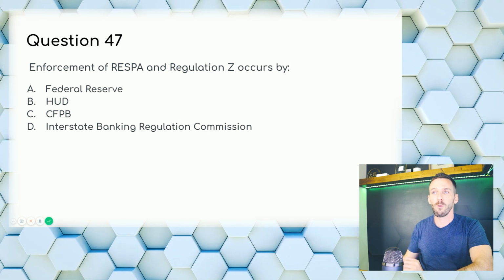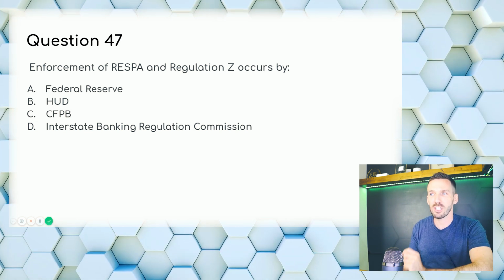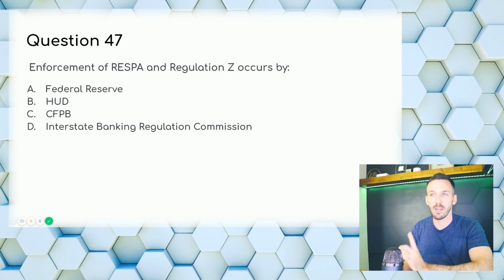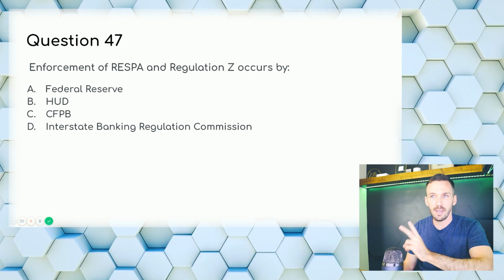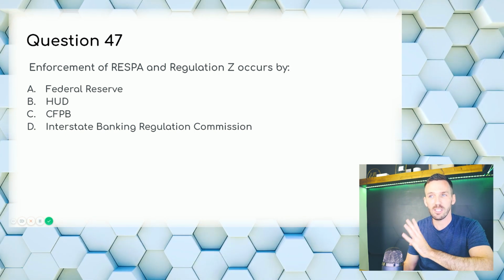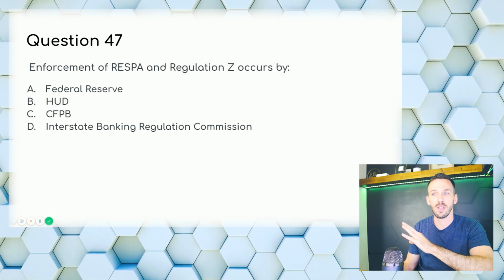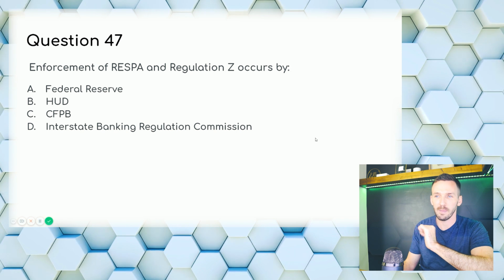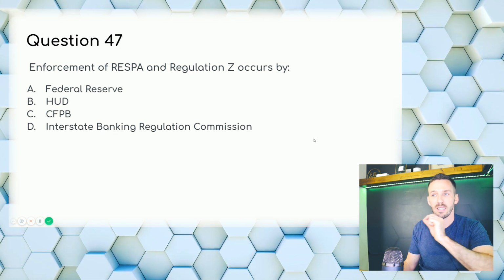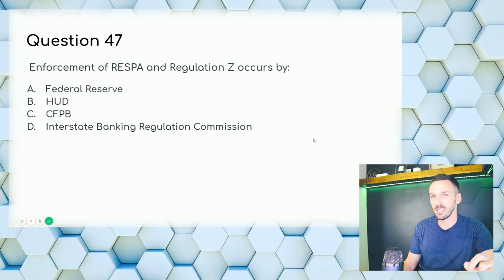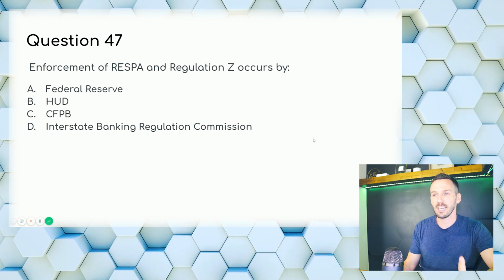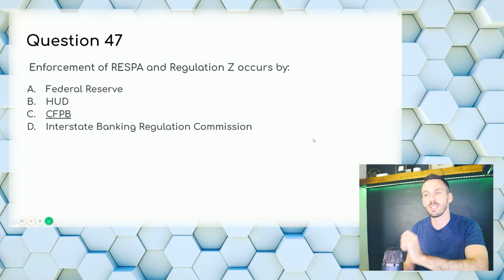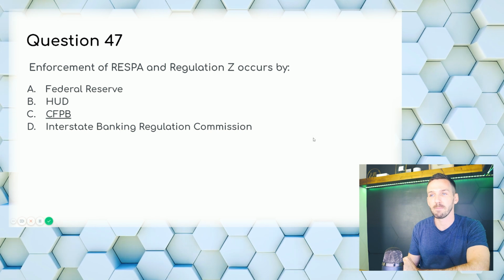Question 47. Enforcement of RESPA and Regulation Z occurs by Federal Reserve, HUD, CFPB, or Interstate Banking Regulation Commission. So Federal Reserve is financial stuff, HUD is more urban development, CFPB is the Consumer Financial Protection Bureau. They protect you just like RESPA and Regulation Z. Answer is C.